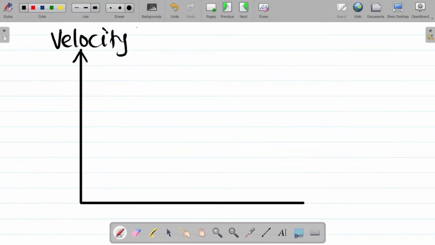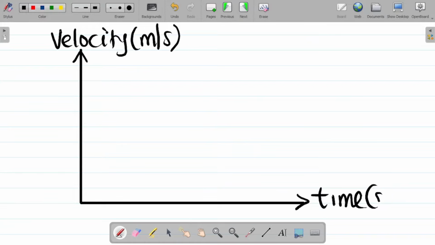So velocity, probably in meters per second, is plotted on the vertical axis of your graph sheet, while the different time intervals in seconds are plotted on the horizontal axis of your graph sheet. So don't forget, velocity is plotted on the vertical part of the graph sheet, while the time intervals are plotted on the horizontal part of the graph sheet. Now, having said that, let's look at the second thing to note about the VT graph.